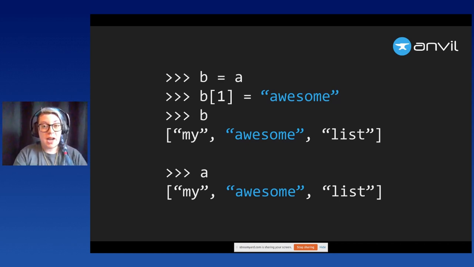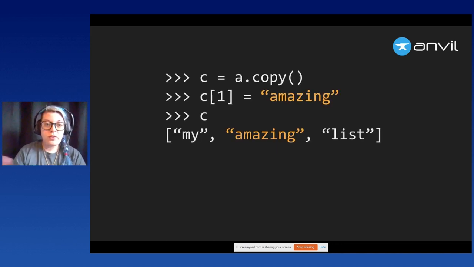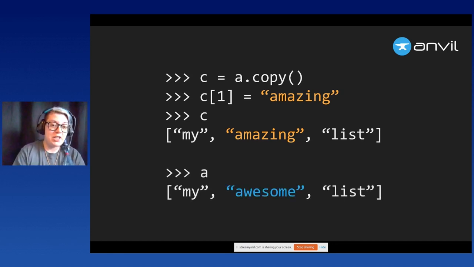And if we don't want this to happen, we want to have a version of A that we can edit without editing the original, we can use the copy method. So instead of just setting it equal to A, we can set it equal to A.copy(). And what this does is it creates a new list object and then copies all the contents over. So if we want to change the second word of our list C from awesome to amazing, we can do that. And we can see that it hasn't actually changed the value of the list A.